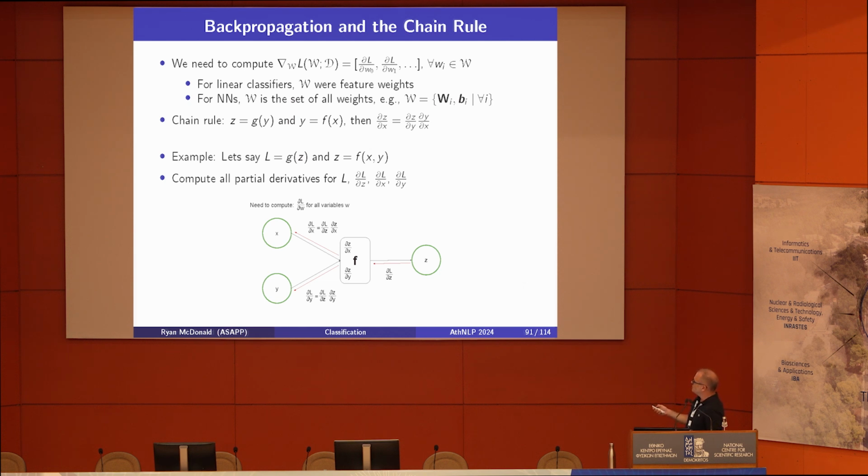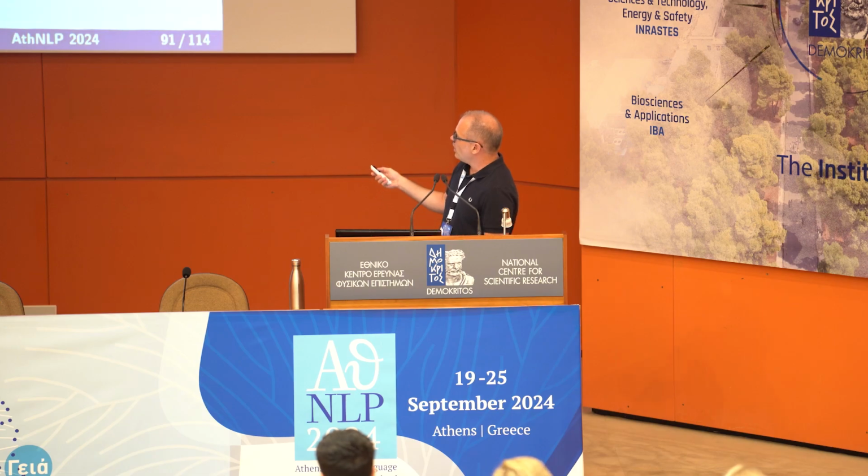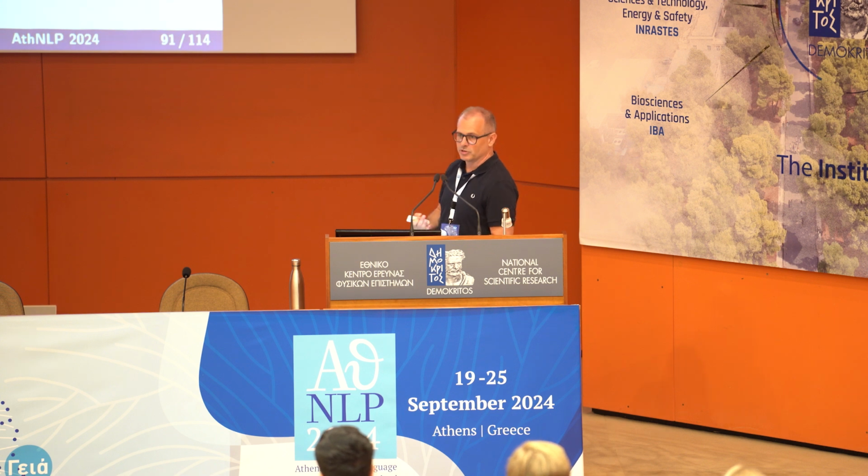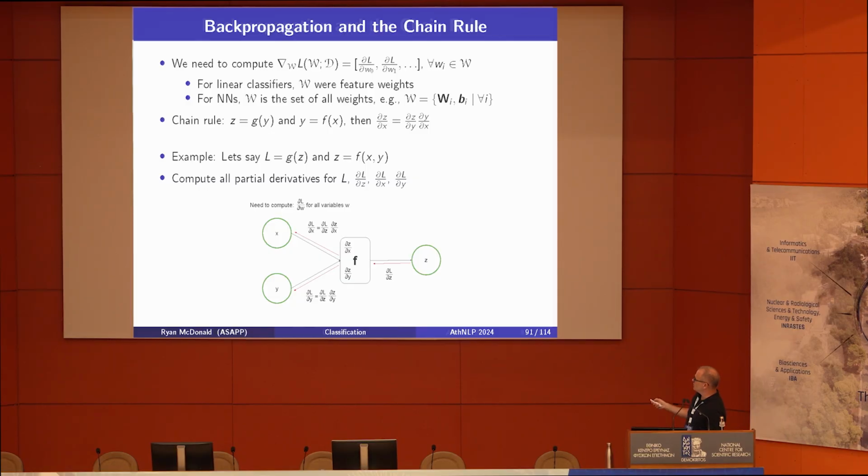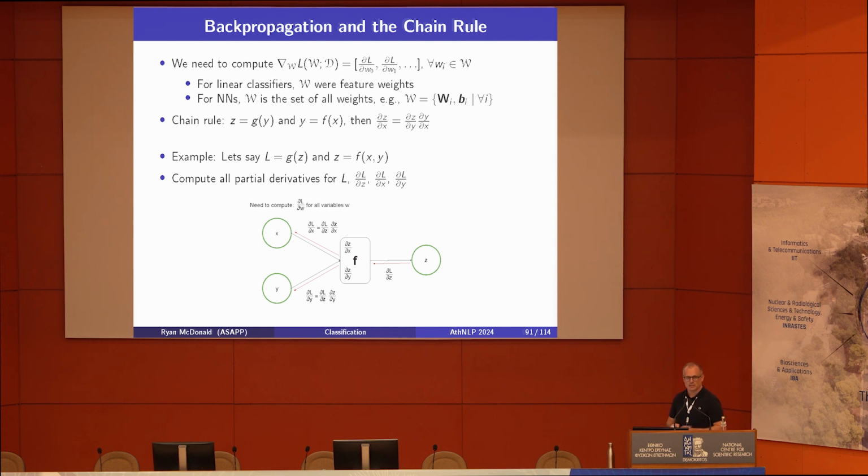Just to give you an example, let's say L is a function of z. So maybe z is the score of some output, and we're taking some log loss there or something like that. And z is a function of x and y. We want to compute the gradient of L. We need to compute the partial derivatives with respect to z, x, and y. Those are the parameters, or those are the values of the model. According to the chain rule, dL/dz is easy because L is directly dependent on z. But then we're going to use the chain rule to say the derivative of L with respect to x is L with respect to z, z with respect to x, and the same for y. So we're going to use the chain rule to find the different partial derivatives that we're going to need to optimize this.